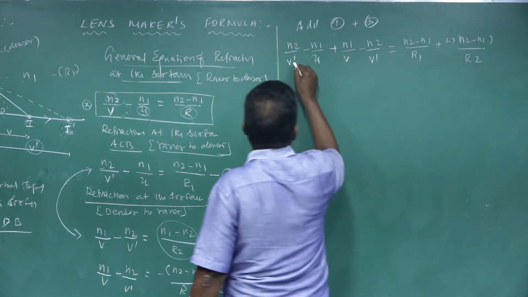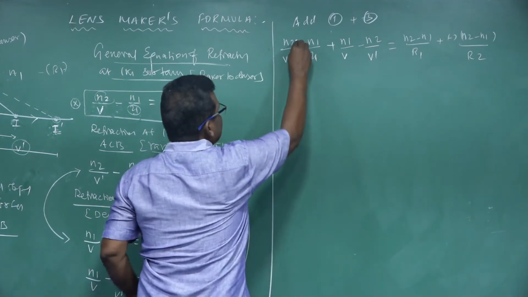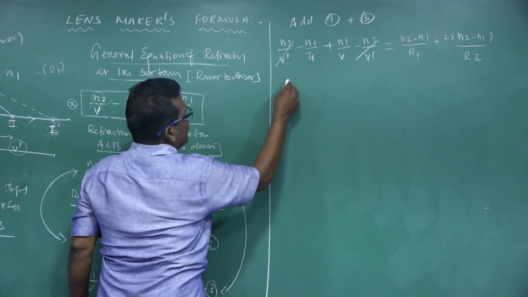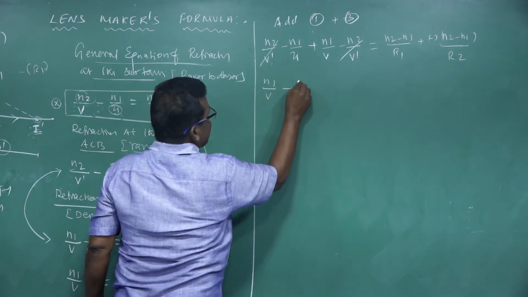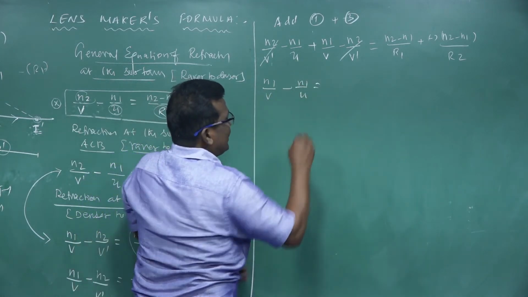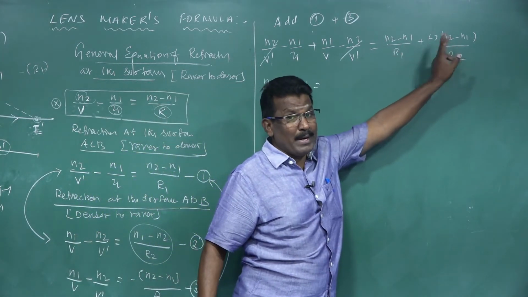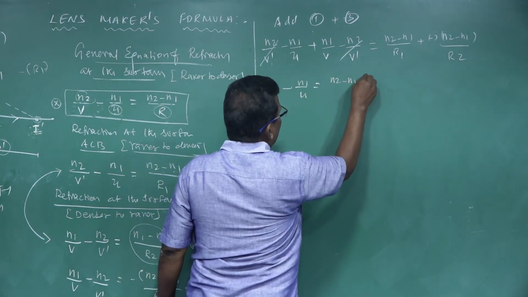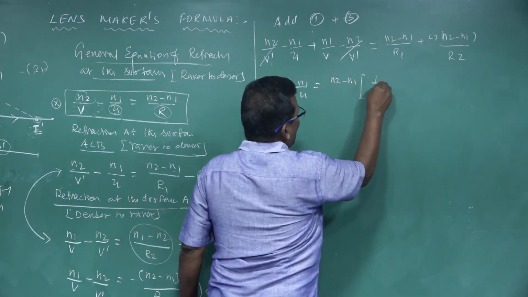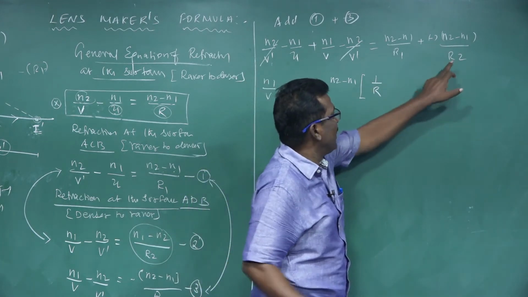In this case, N2 by V prime and N2 by V prime cancel. So here N1 by V minus N1 by U. In this case, take N2 minus N1 common: N2 minus N1 common. So 1 by R1 plus 1 by R2, here minus 1 by R2.